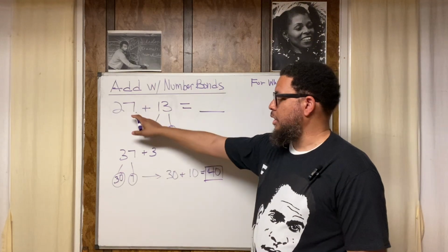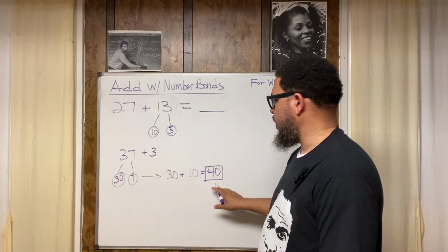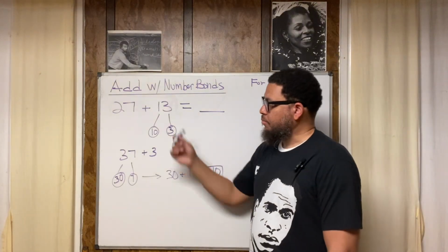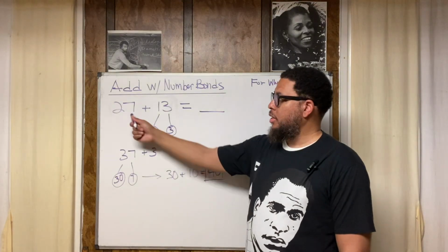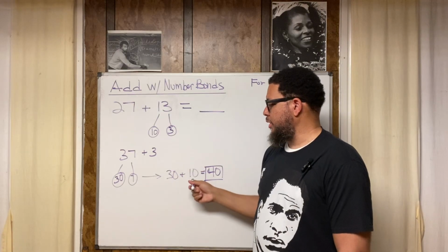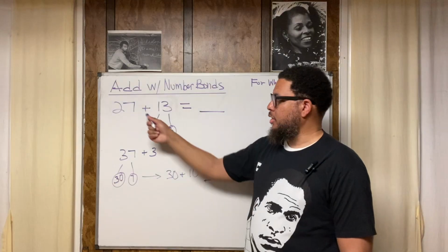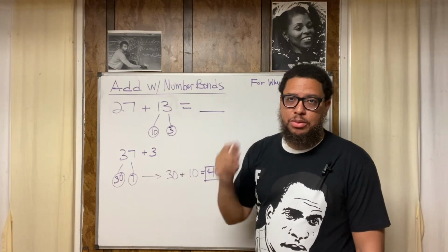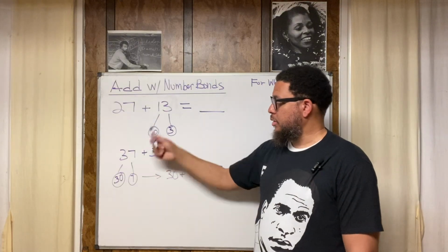So 27 plus 13 is equal to 40. It also means that 37 plus 3 is equal to 40, which also means that 30 plus 10 is equal to 40. This is an introduction to what we call the transitive property of mathematics. 27 plus 13 is equivalent to 37 plus 3, which is also equivalent to 30 plus 10, because they're all equal to 40. That means they're all equal to each other. These are what we call equivalent expressions.